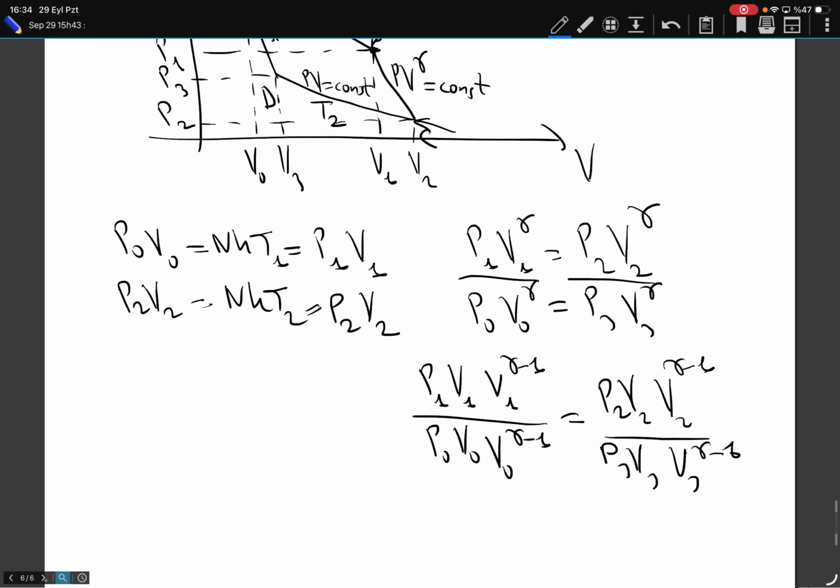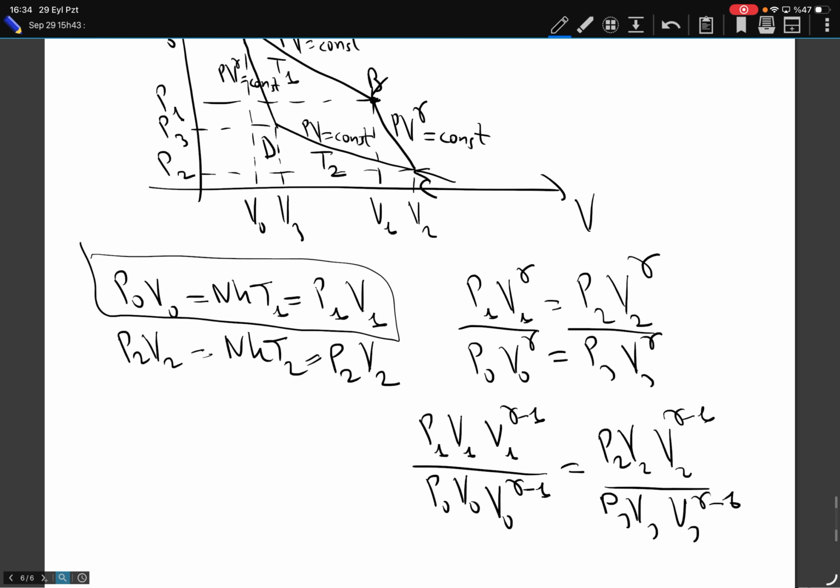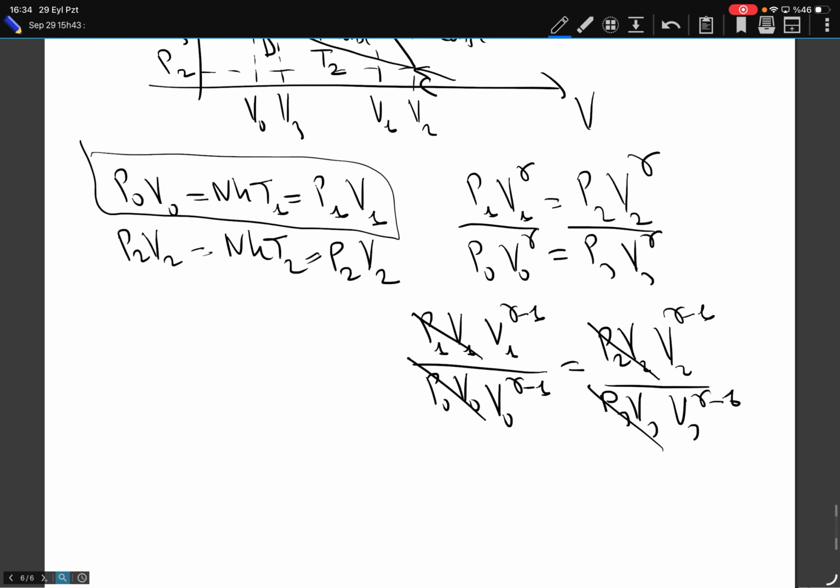Now, why did I do that? Well, look at this relation. Since the points A and B are on the same isothermal curve, P0 V0 is equal to P1 V1, and P2 V2 is equal to P3 V3. So I can cancel those things, which basically tells me that the volumes should be such that V1 over V0 should be equal to V2 over V3.